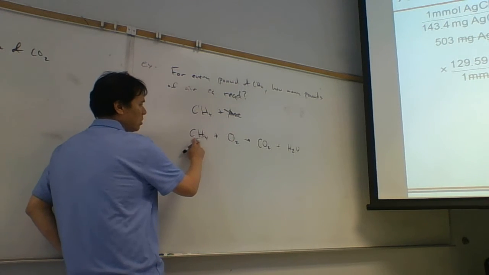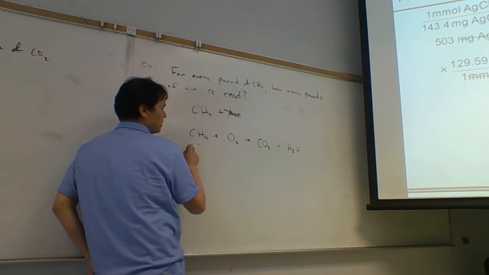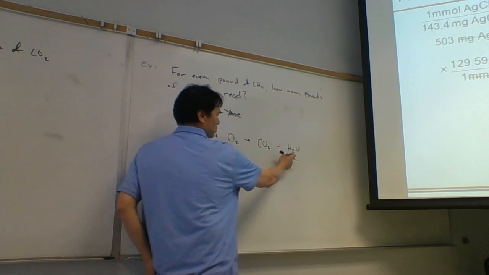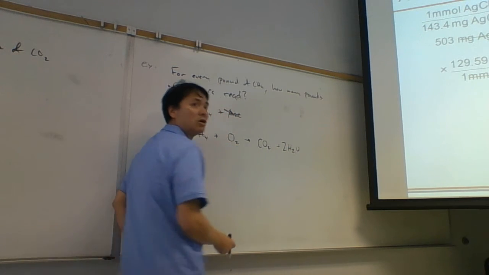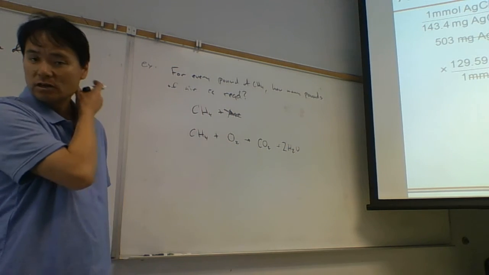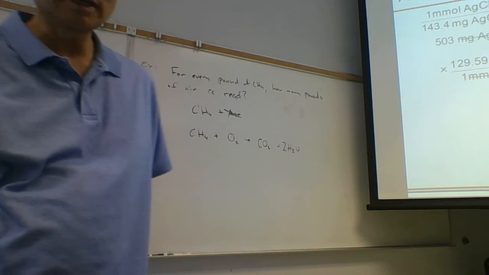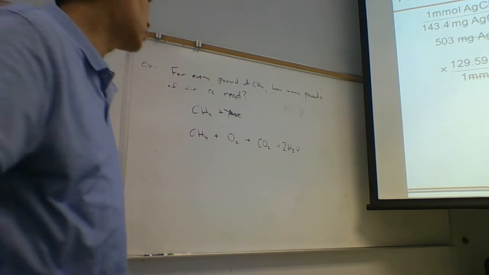So over here we have one carbon, here we have one carbon, so the carbons are balanced. Here we have 4 hydrogens, we only have 2 hydrogens here, so I'm going to balance it by changing the coefficient. Here we change the coefficient, we don't add, like we did earlier, we just change the coefficient.